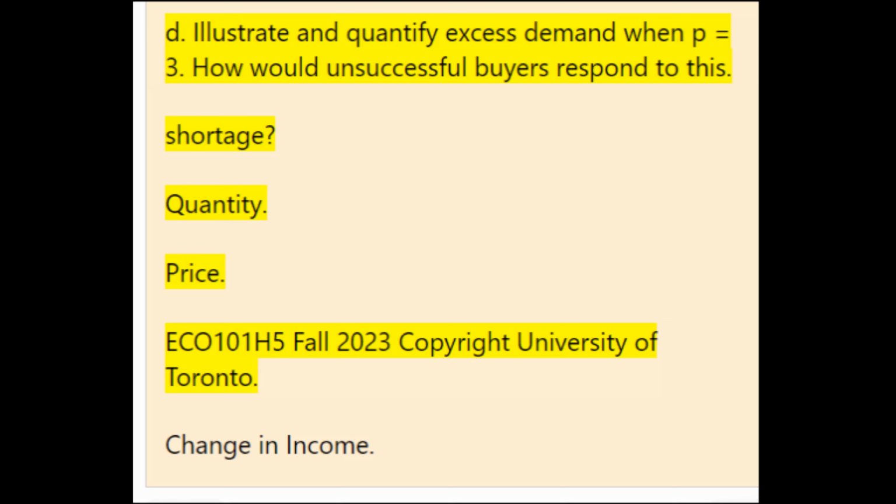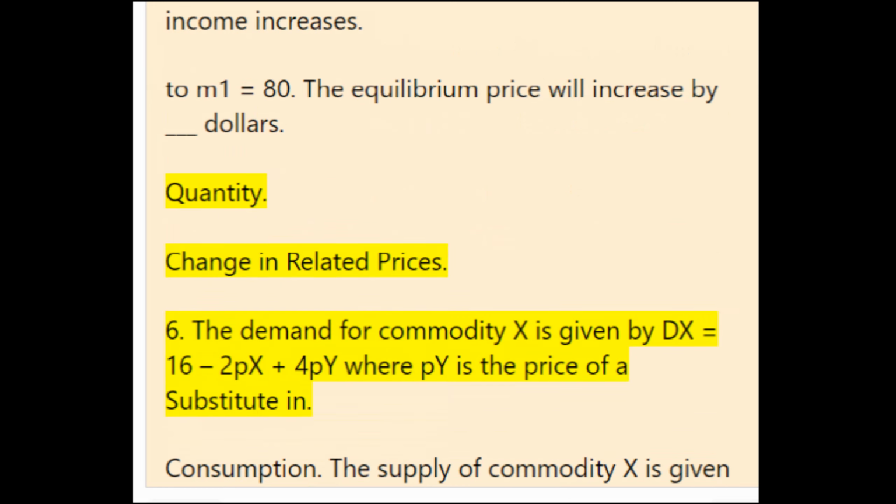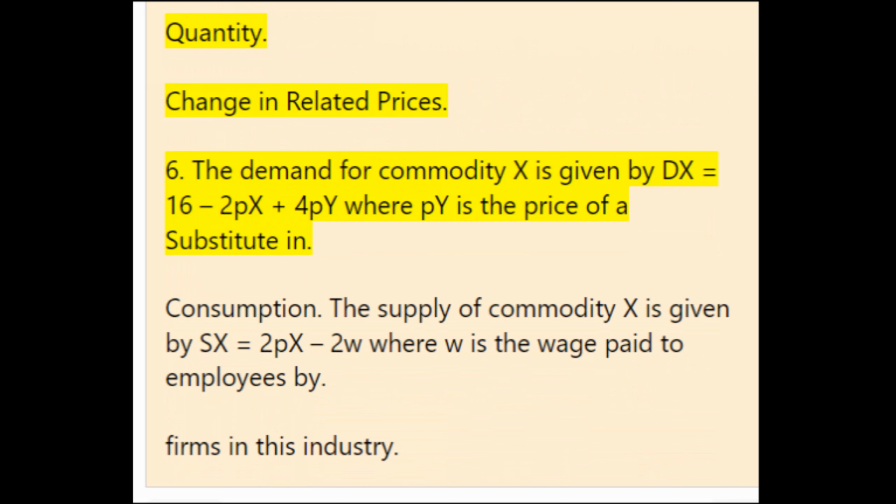Shortage. Quantity. Price. Eco 101H5 Fall 2023 Copyright University of Toronto. Change in income. 5. Demand and supply are S equals 2P minus 40 and D equals 40 minus 2P plus M, where income is initially M0 equals 40. Now income increases to M1 equals 80. The equilibrium price will increase by ___ dollars. Quantity.